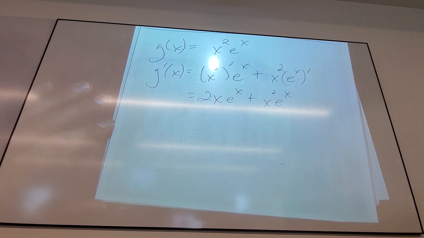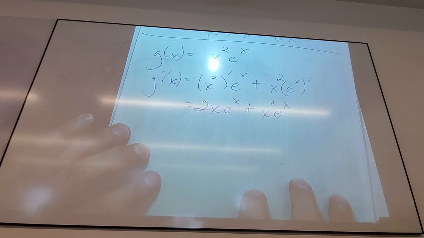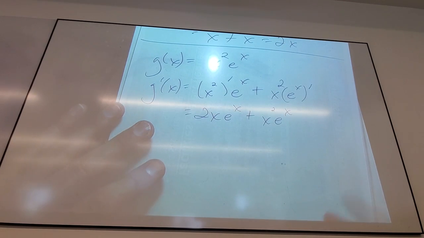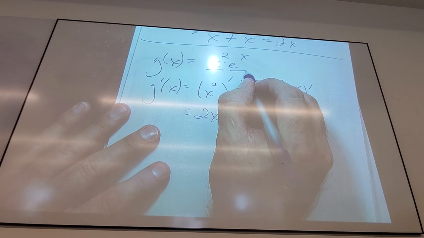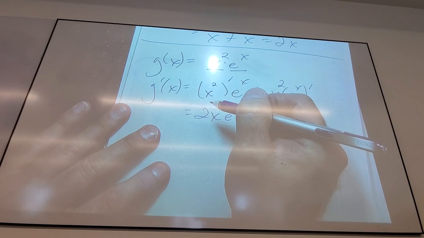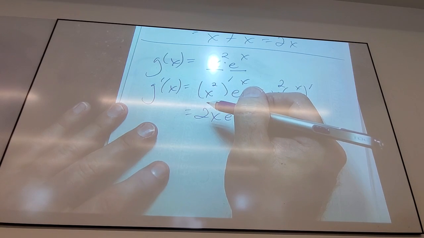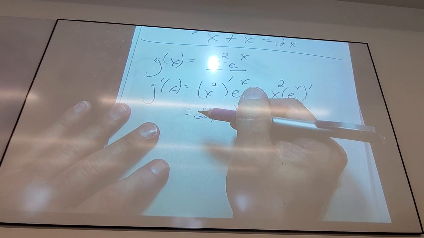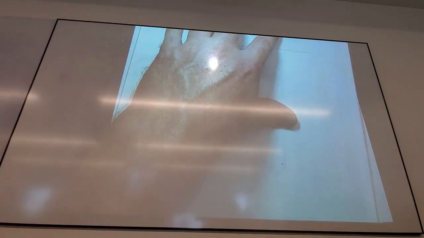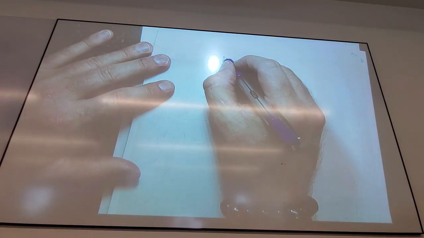You guys all with me so far? Is this x squared times e to the x? So e to the x, its derivative is just e to the x. Here, let's do this. I want everybody to buy into e to the x.